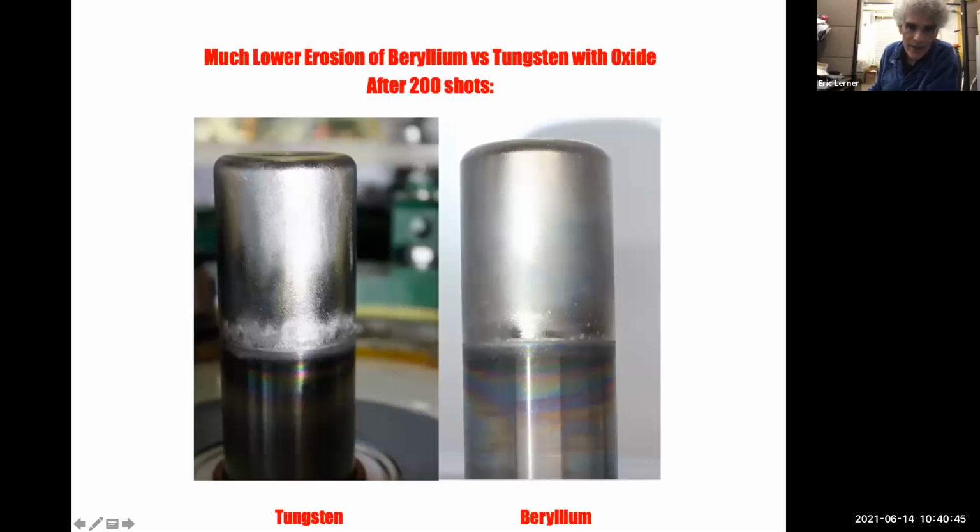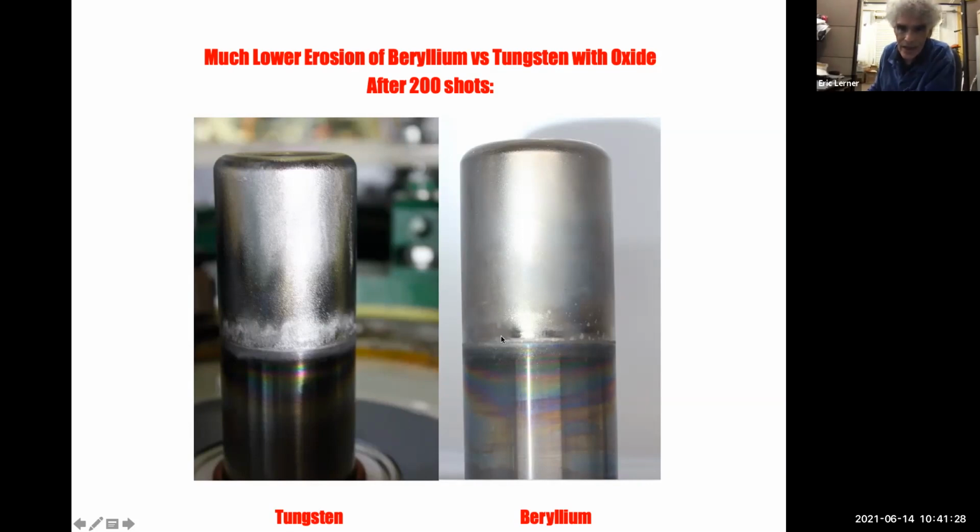Now, I'm not sure that this is convincing. We had to take a picture of the beryllium inside the glove box, so the lighting's a little different. But this tungsten, after 200 shots, was quite rough. Especially, you could see this is the area right next to the insulator where the pulse starts. It was quite eroded. And if you look at the beryllium after the same number of shots, very close, it's actually still smooth. It now has a matte finish rather than a shiny finish.